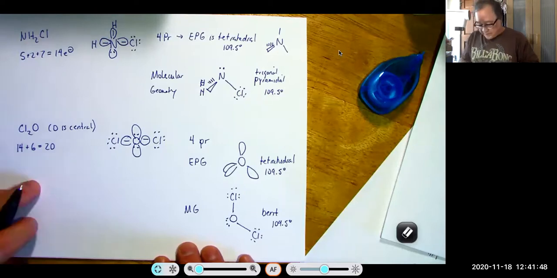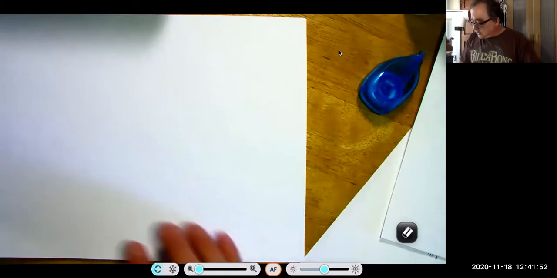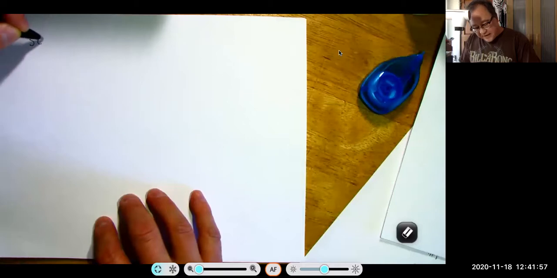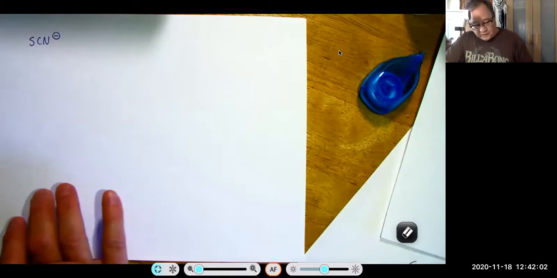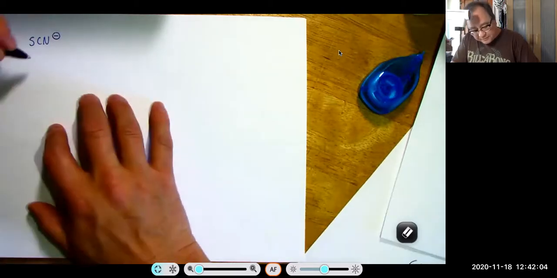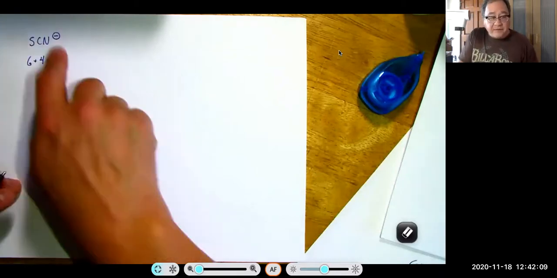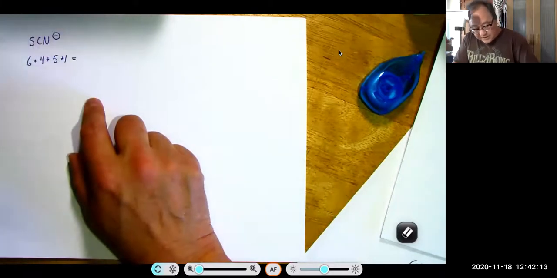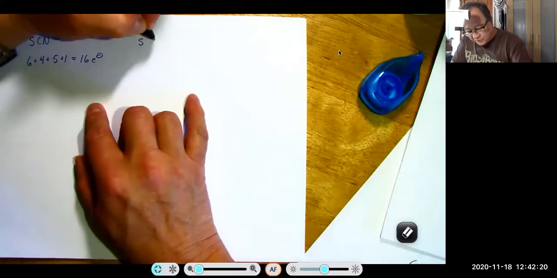Okay, let's do something a little more difficult. Let's do this guy. This is called the thiocyanate ion. So to do this guy, we've got 6 plus 4 plus 5 plus 1. The negative counts as 1 electron. When we add this up together, we get 16 electrons. And so for this one, it turns out that this looks pretty good.